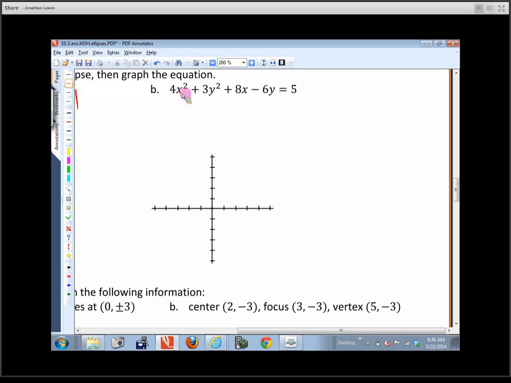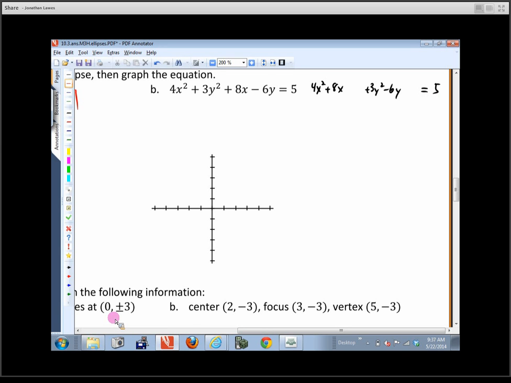Okay? So the first thing I'm going to do is I'm going to collect all the x's and y's together. So we want to do this in a very careful way. 4x squared plus 8x, save room to complete the square, plus 3y squared minus 6y, save room to complete the square, and then we've got that 5 over there.